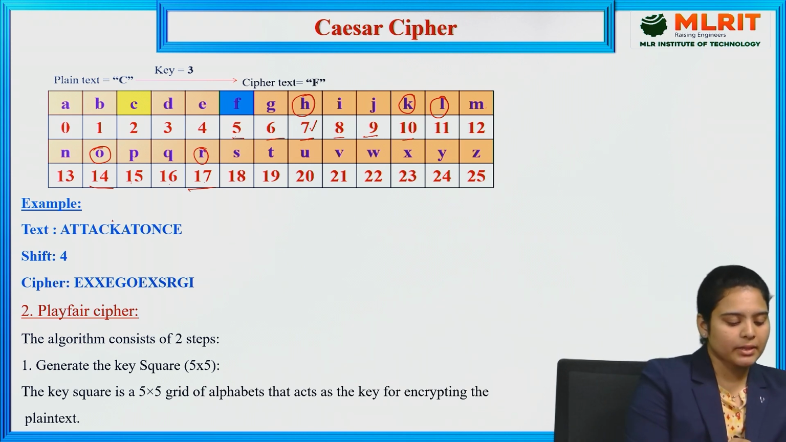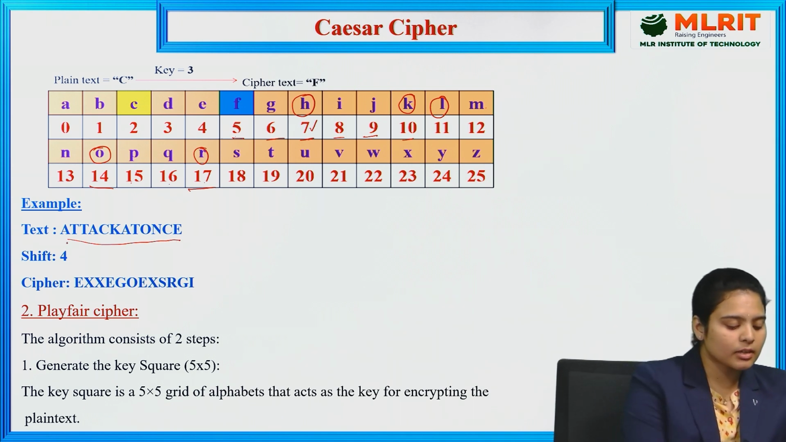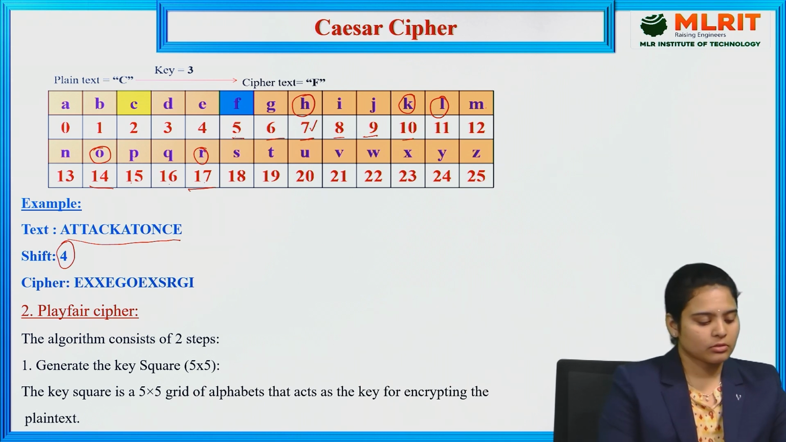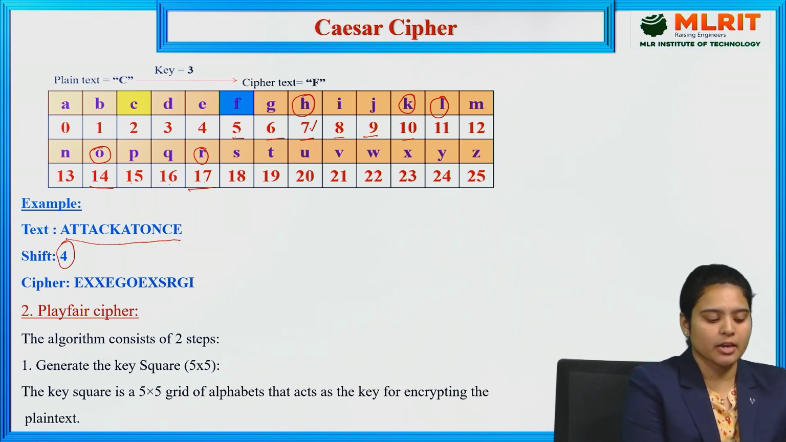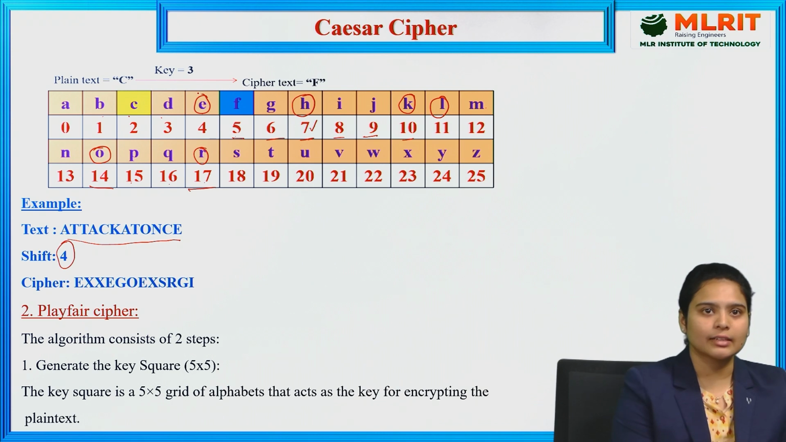Next, for example, I have taken here "attack". So I am using a shift of 4. What will we get with the shift 4? For example, I took the letter A, the first one. What is the A? It starts at 0. So I got 1, 2, 3, 4, which means the letter E.